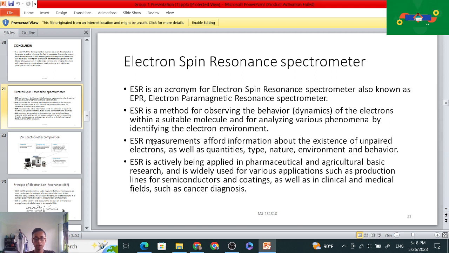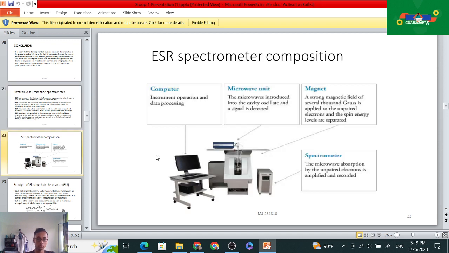ESR measurements afford the information about the existence of the unpaired electrons as well as quantities, type, nature, environment and behavior. ESR is actively being applied in pharmaceutical and agricultural basic research and is widely used for various applications such as production lines for semiconductors and coating, as well as in the clinical and medical fields such as the cancer diagnosis.